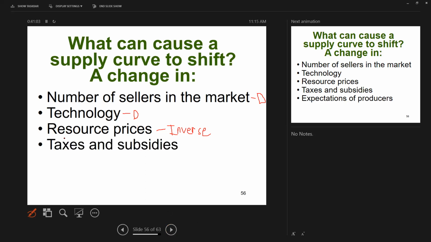Taxes and subsidies. Taxes are inversely related to supply. Subsidies are directly related to supply. Now here, when we talk about taxes, we typically talk about what we call excise taxes in economics. And these are taxes placed directly on the production of a good. So if you produce this good, an excise tax says every gallon of gasoline you produce, you have to pay the government a tax, okay?